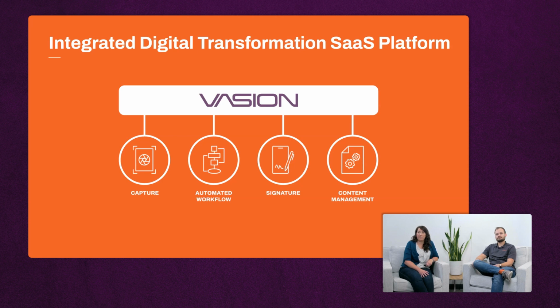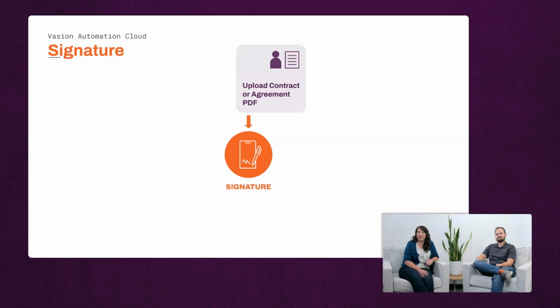The platform will release next year and is going to continue to grow over time as we add additional applications and integrations. But we're here to talk about signature, so let's get back to the Vasion signature application. This application has three main processes that we support, and it all starts by uploading a document that you need to be signed.